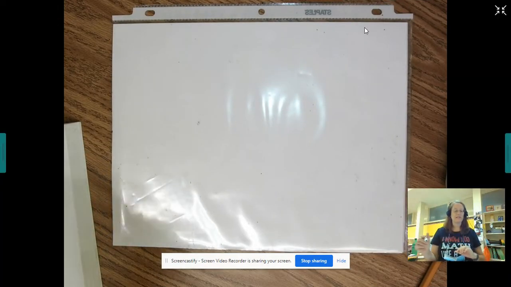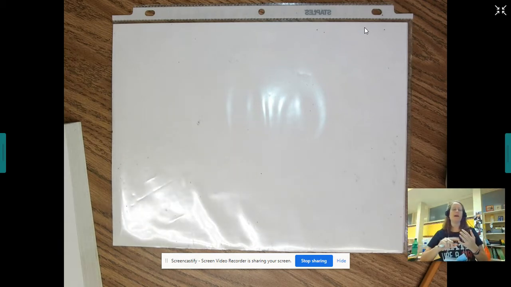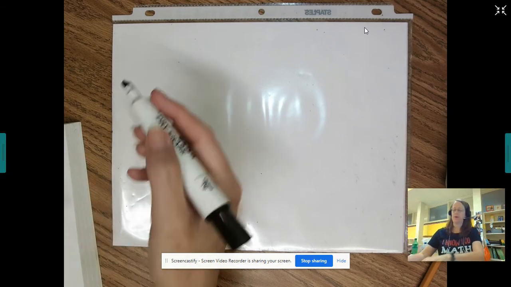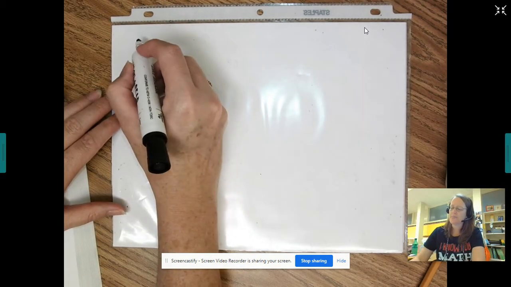For today's fluency activity, it's a little bit different, but we're going to be multiplying and dividing by the same number. I hope you thought about what might happen if we do that, if we multiply and divide by the same number. So take a look at this.